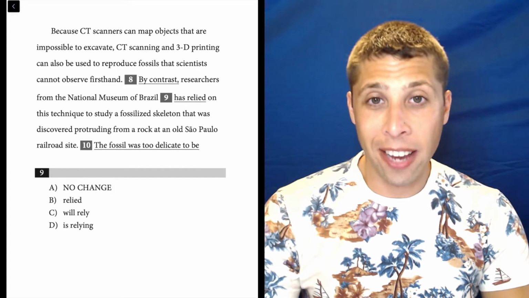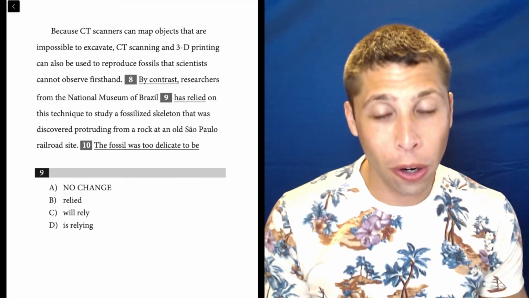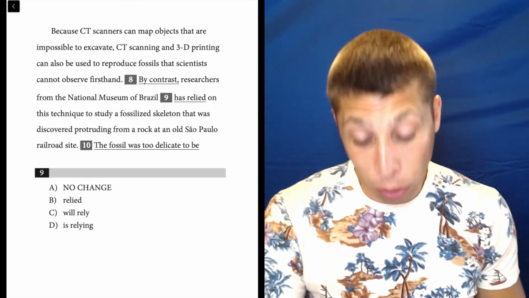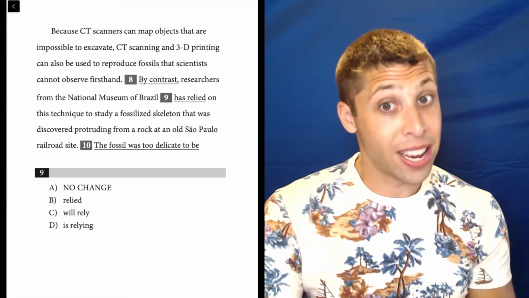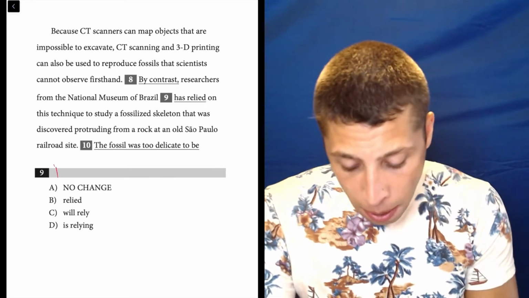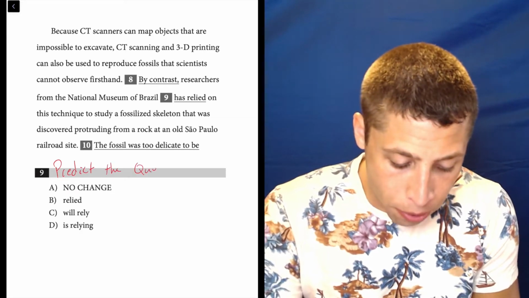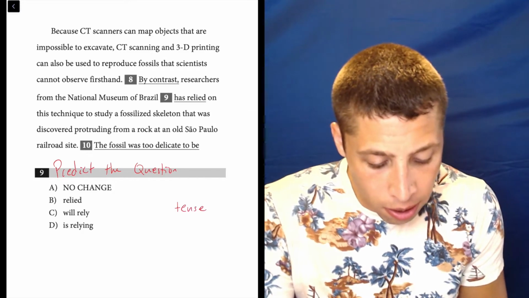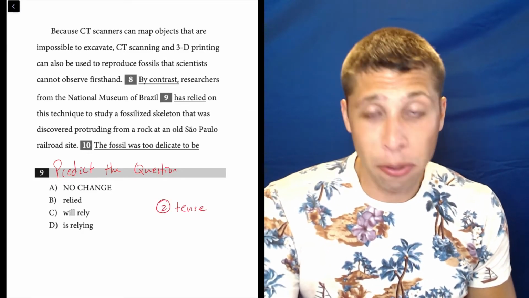This is a great example of how the predict-the-question strategy is supposed to work when we have these kind of subtle things going on, these subtle grammar rules. We can see that these verbs and these choices are different tenses, and that's very, very important. But if we have gotten really good at predicting the question, we know that tense is secondary. Yeah, they do test tense on the SAT, absolutely.